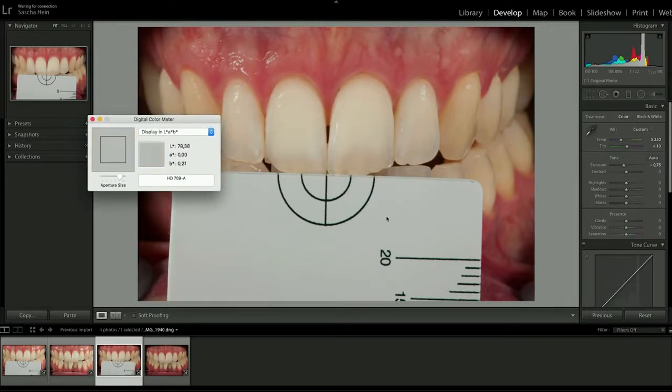So I'm on my gray reference card here, measuring its value, and now I'm moving over to the teeth. As I'm moving my cursor, I'm measuring LAB values. Now this is very useful for shade analysis. If you use shade guides, you can have a library of photos of your shade guides, measure the LAB values of the given colors, and compare them with the patient's LAB values.